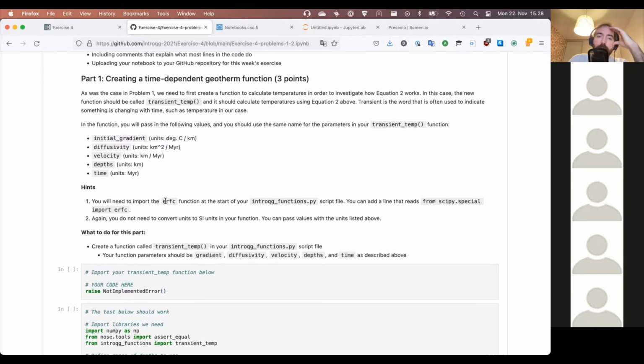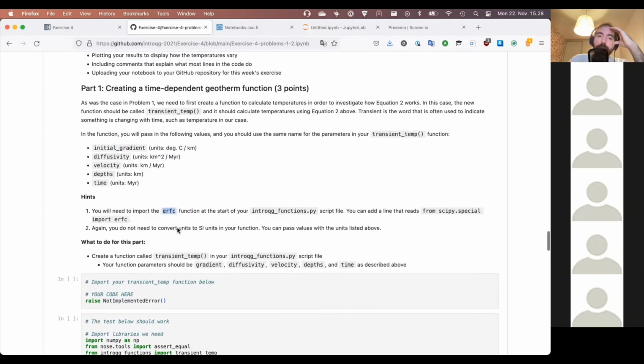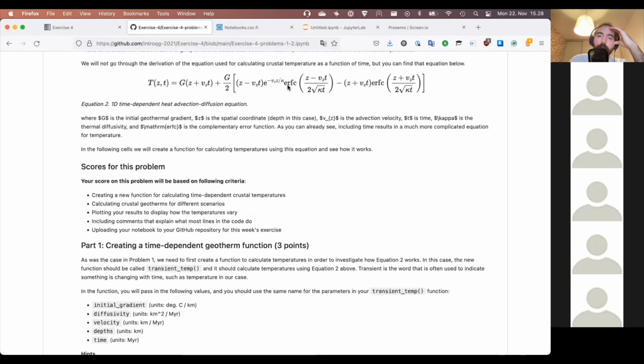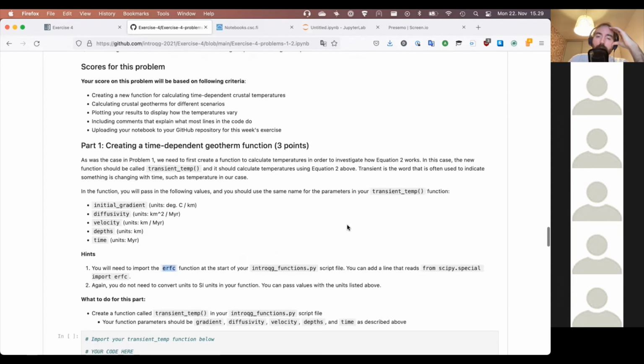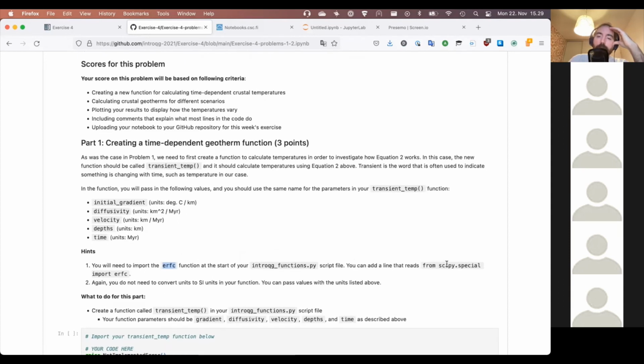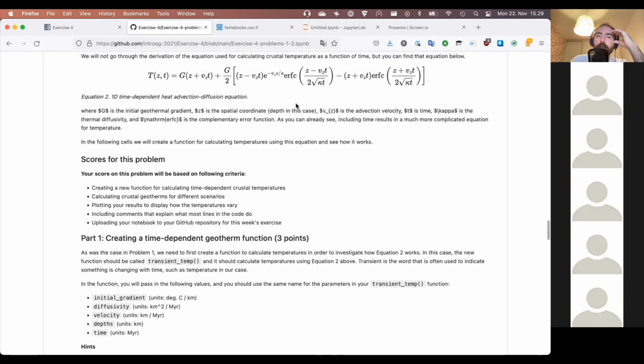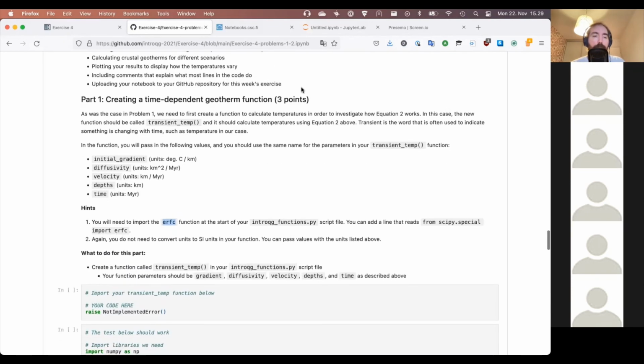You'll see there is an erfc function in this equation here. You can see the complementary error function listed twice. You can use the complementary error function straight out of SciPy's special library. So you can just do from scipy.special import erfc, and then you'll be able to use that in your function to calculate what the temperature should be.